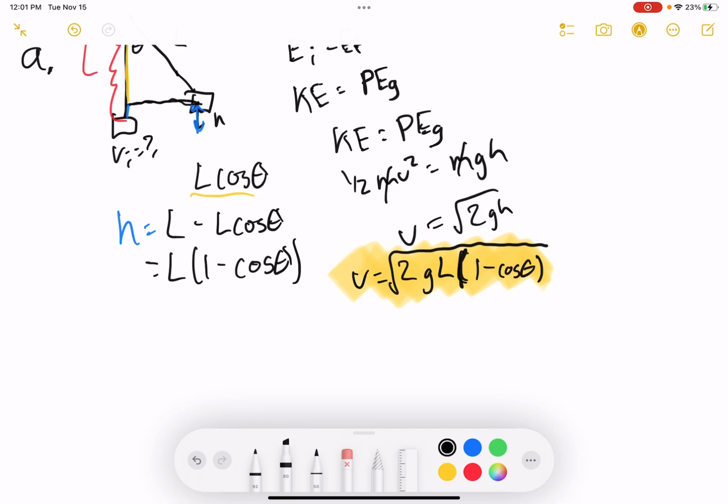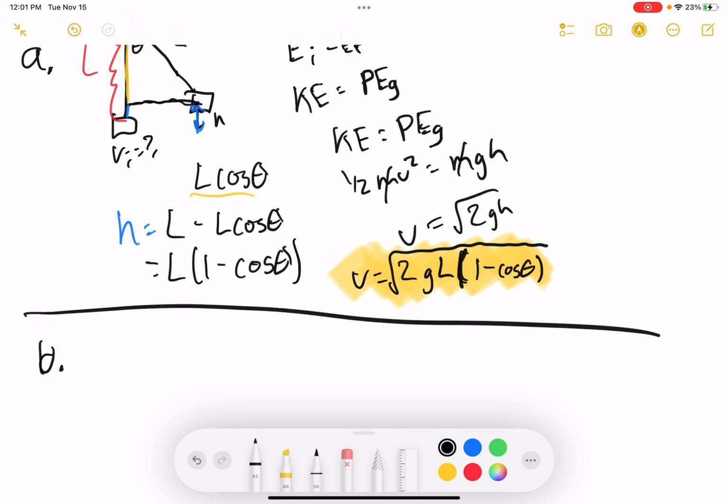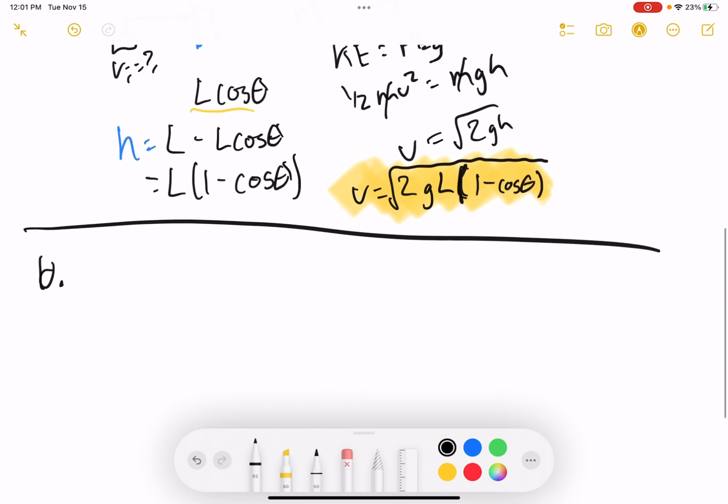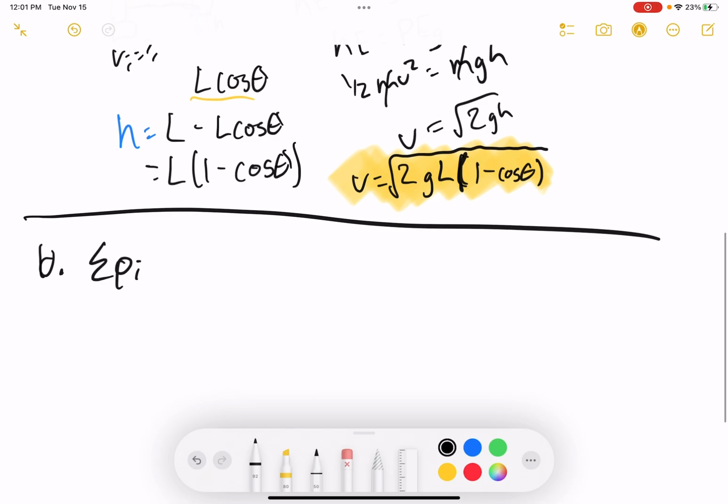Now let's go ahead and look at part B. It says, determine the velocity of the dart before the collision. For this, we're just going to use momentum. The sum of the momentum at the beginning is equal to the sum of the momentum at the end. Now that I know the velocity after the collision, I can find the velocity before the collision. So I have m v i.